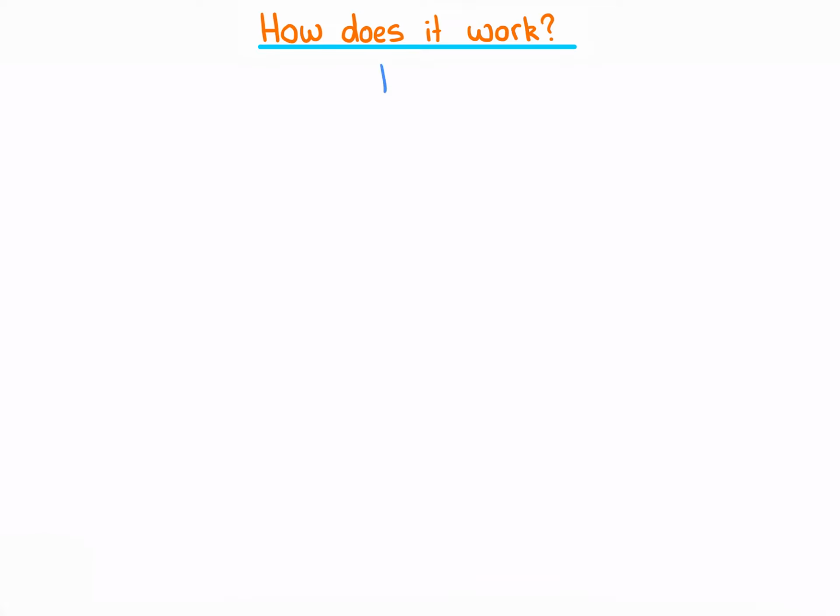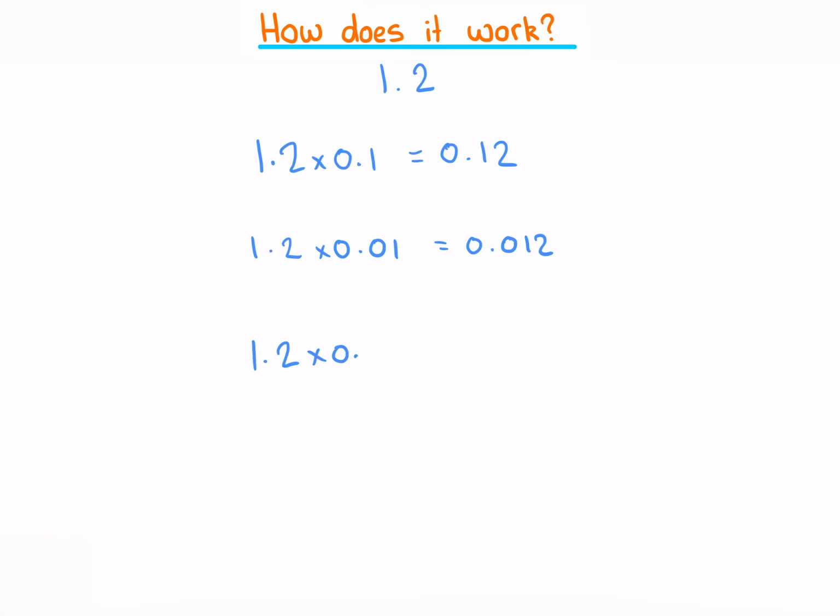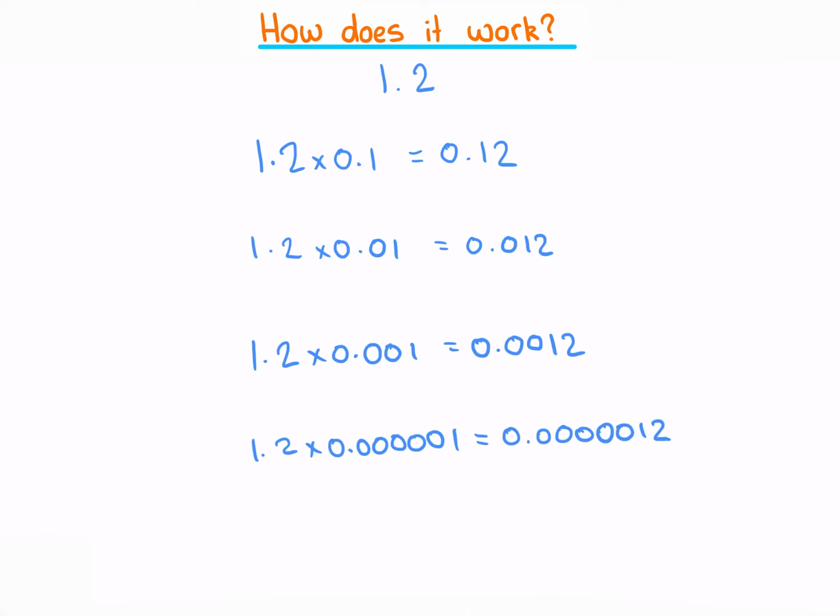Let's think about 1.2. 1.2 times 0.1 gives us 0.12. 1.2 times 0.01 gives us 0.012. 1.2 times 0.001 gives us 0.0012. And 1.2 times 0.000001 gives us 0.0000012. Let's try our scientific notation again.